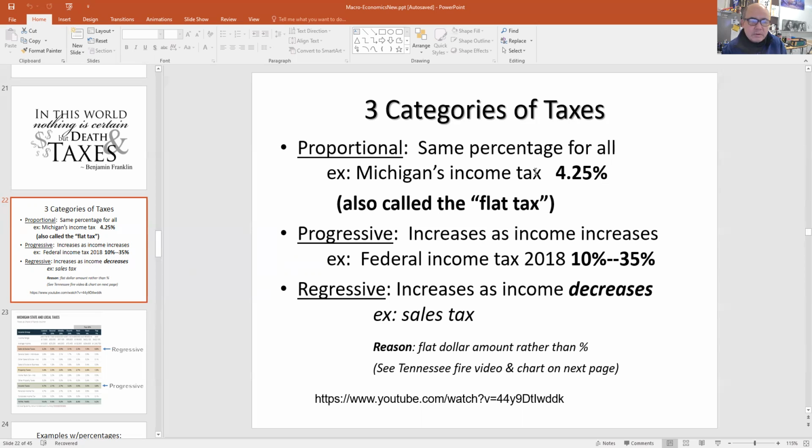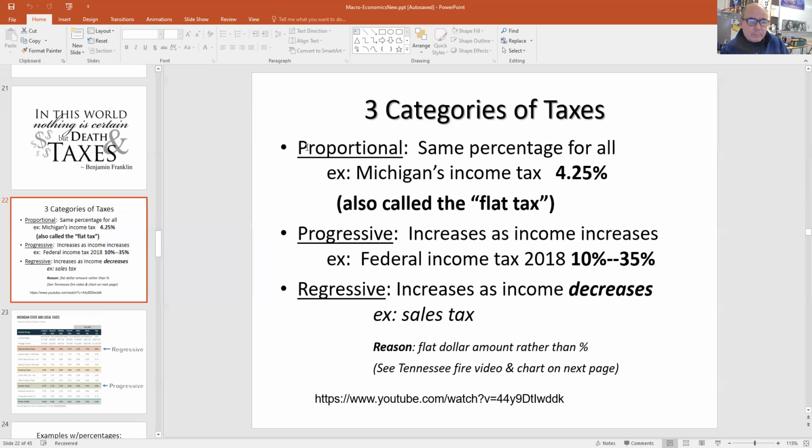Doesn't matter if you're rich, doesn't matter if you're poor. In Michigan, for example, the flat tax is 4.25% on your income. Now, of course, if you are poor, you're going to pay less. Your 4.25% will be less than the 4.25% of a millionaire, a rich person. So the rich person is still going to pay more in dollars when they pay a proportional tax, but it'll be the same proportion of their income, 4.25% of a rich person's income versus 4.25% of a poor person's income.